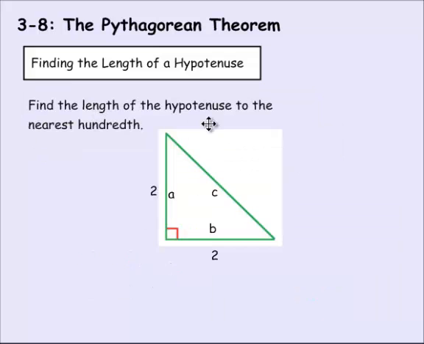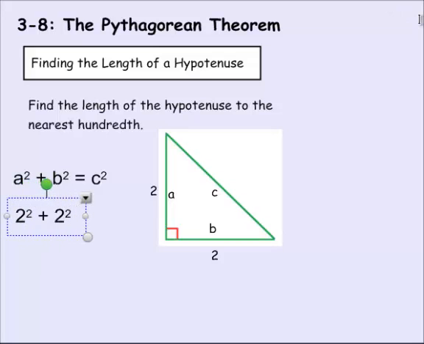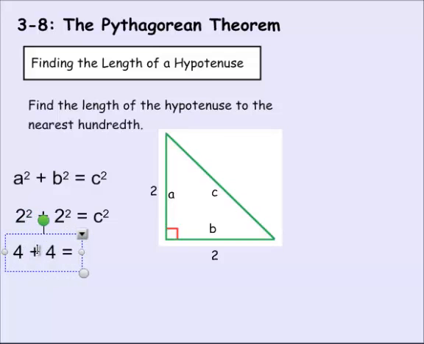So we need to find the length of the hypotenuse to the nearest hundredth. We need to use that formula. We need to find c squared here. We have a and we have b. They're both 2. So let's use our formula here. a squared plus b squared equals c squared. So we have 2 squared plus 2 squared, which equals c squared. Let's solve this then. 2 squared is 4 plus 2 squared again, which is 4, equals c squared. So 4 plus 4 is 8. So 8 is c squared.